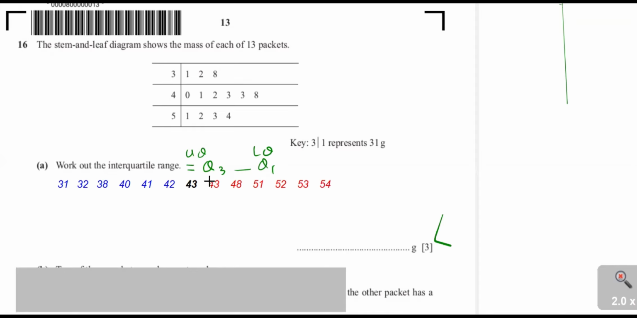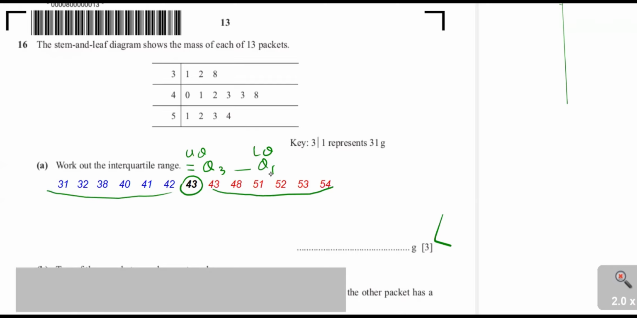To calculate Q1 and Q3, we have to calculate Q2, meaning the median. We have to calculate the median first. The median is the middle value of the data. Look here, there are 13 packets. This is the middle value of the mass of the 13 packets because before this value there are 6 values and after this value also 6 values. Therefore, this is the median.